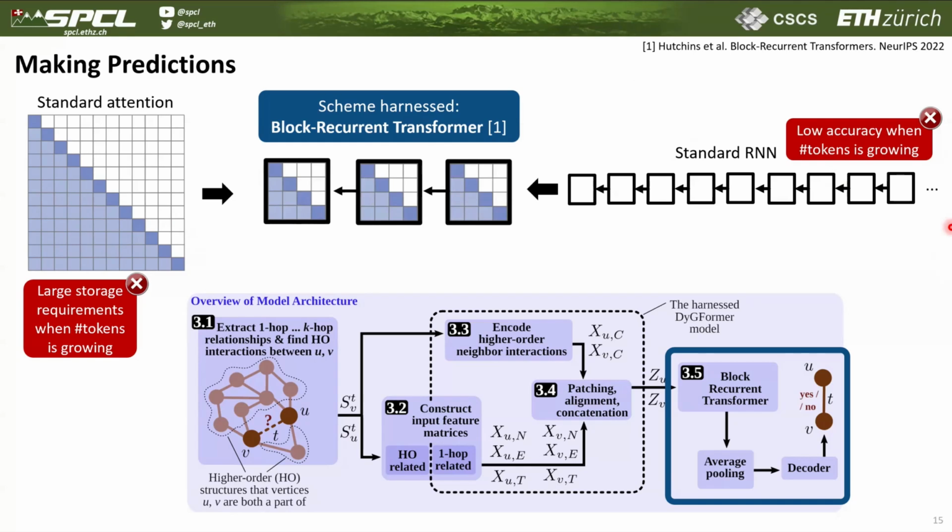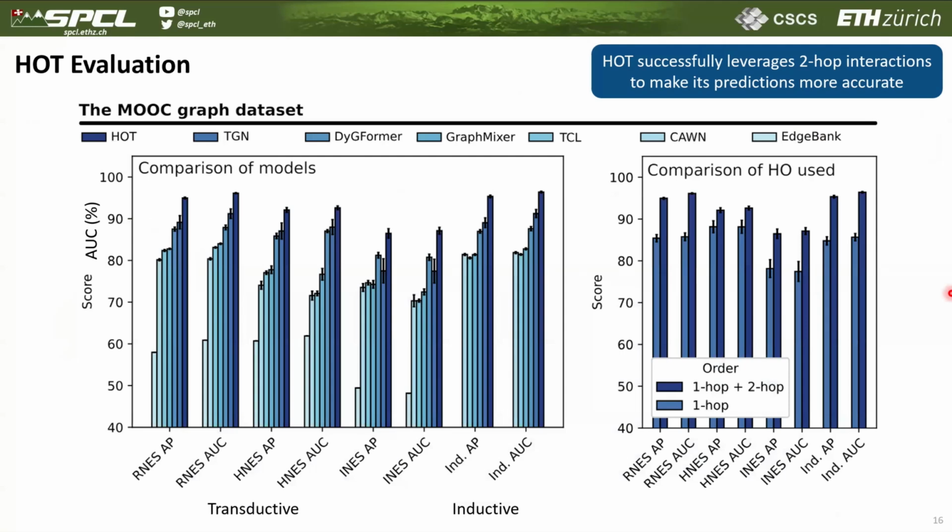So you could think of this as a sort of higher level RNN where each cell is a small scale attention. So you plug in this model, and actually the results are pretty good. So let's take a look at some evaluation.